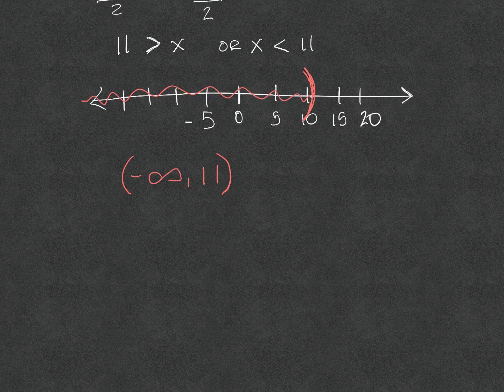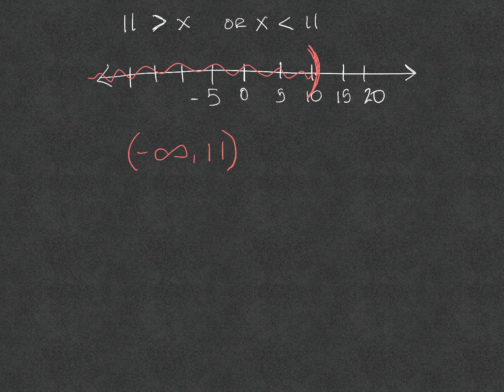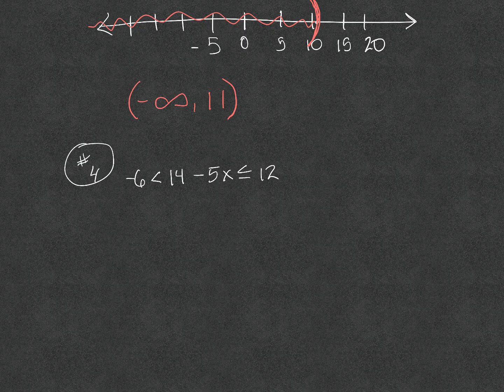Okay, let's do another one that might be a little more complicated. So what we can't have in the center here is all this. We need the x by itself. Comparatively, that x value, we need to know what's greater and what's less. So let's simplify. And because the 14 is positive, let's subtract 14 from all terms.